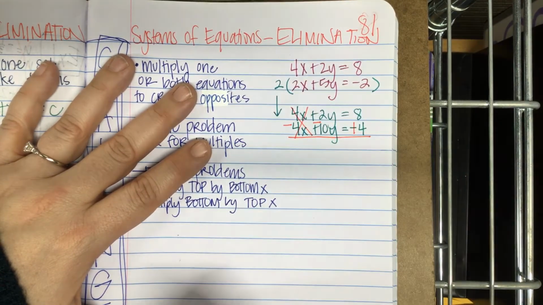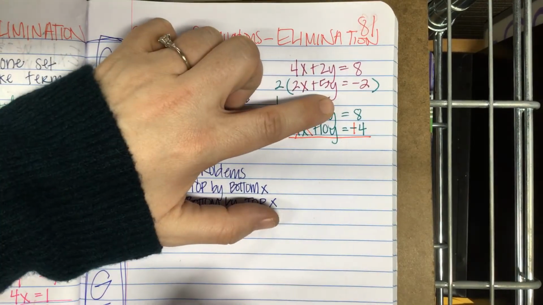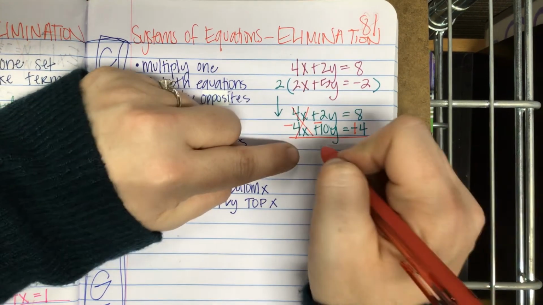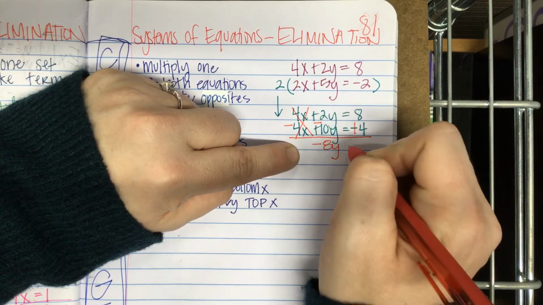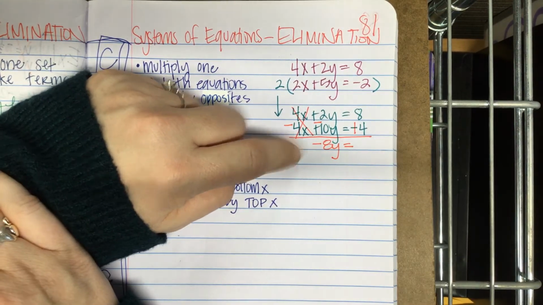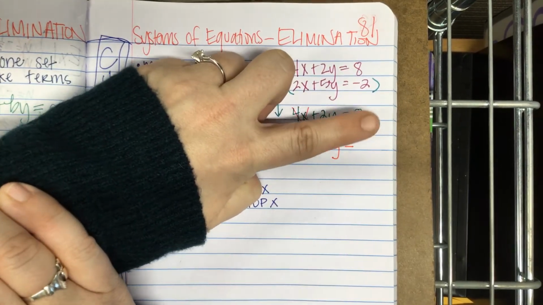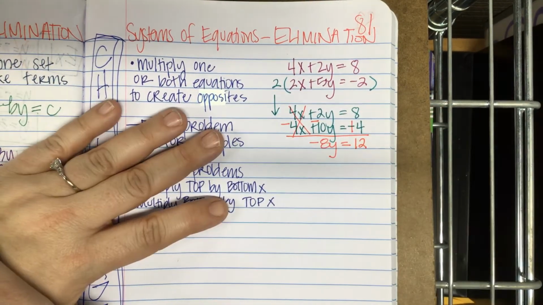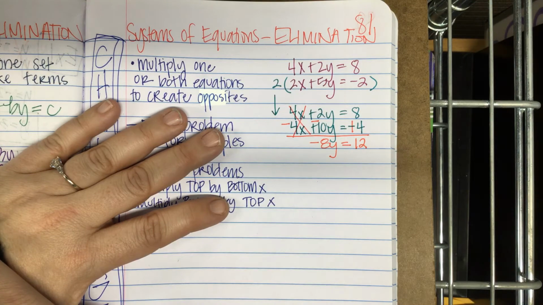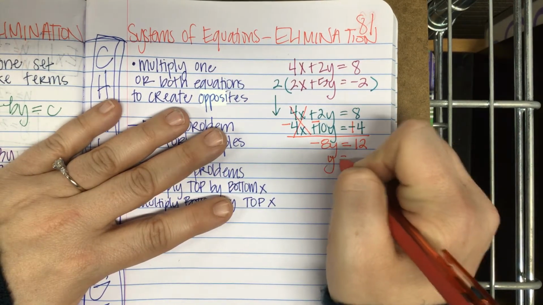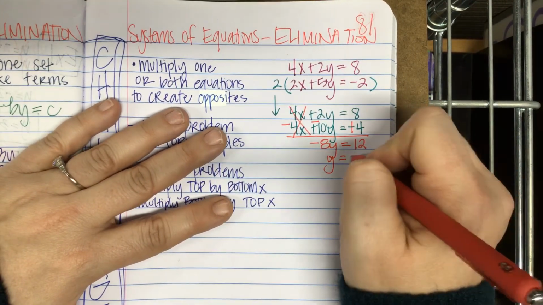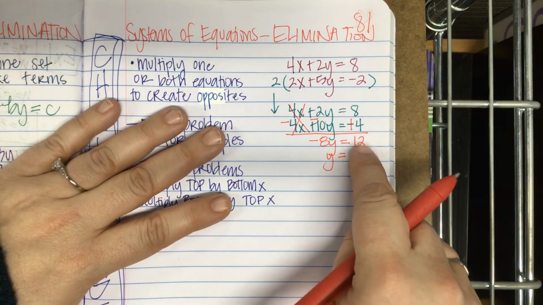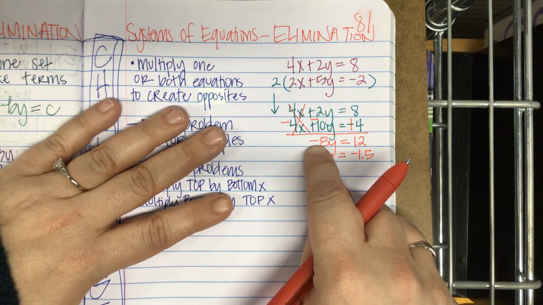So this now becomes... Oh, that cancels out. What's 2y minus 10y? Negative 8y. Equals... What's 8 plus 4? 12. Y equals what? Negative 1.5, negative 1.5. Because I did 12 divided by negative 8, correct?